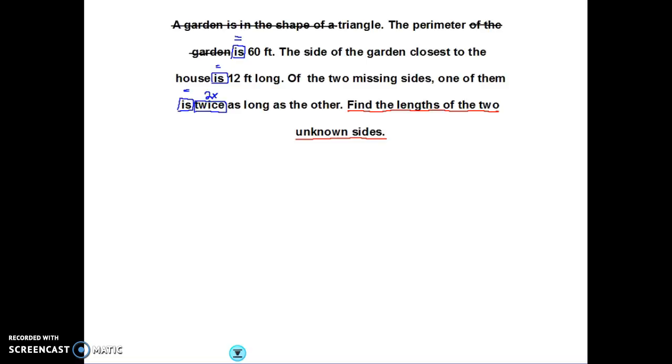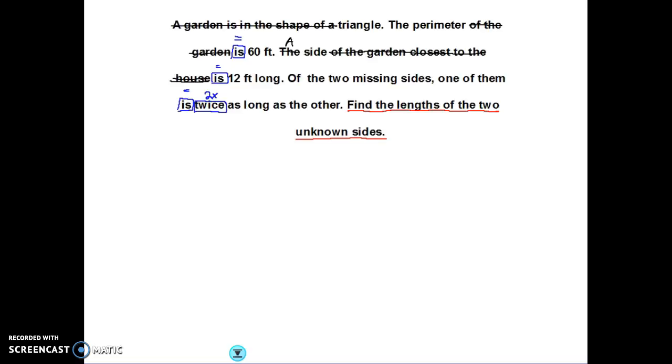Then, in addition to that, I'm told that the side of the garden closest to the house is 12 feet long. I don't really care which side we're talking about as long as I know that one of the sides is 12 feet long. So I can cross out everything that talks about the side being closest to the house. That's not going to help me solve. Maybe you can change this to a side is 12 feet long, if that helps you read the question a little more clearly.